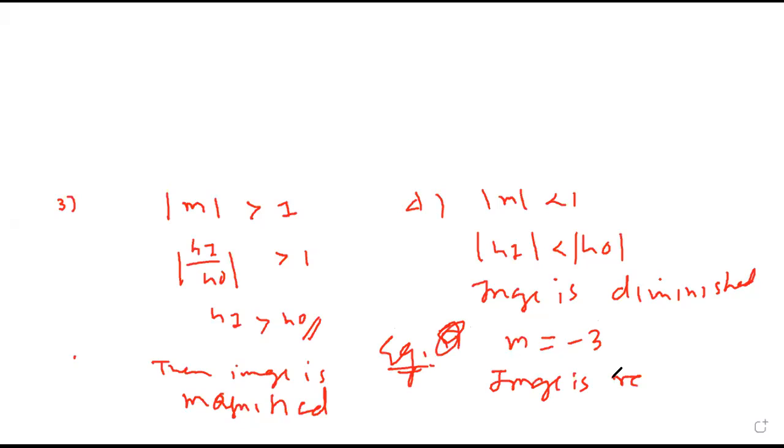Real and inverted. It is real, it is also inverted. Is it magnified or diminished? It is magnified, because magnitude is greater than 1. The magnitude of -3 is 3. Minus indicates real and inverted. 3 indicates magnified because it is greater than 1. Copy.